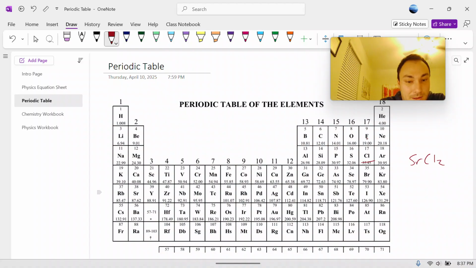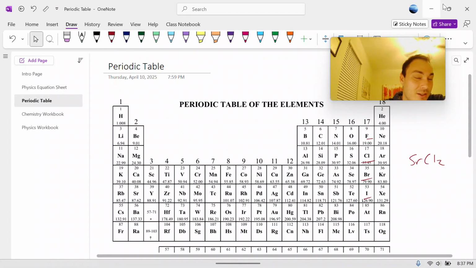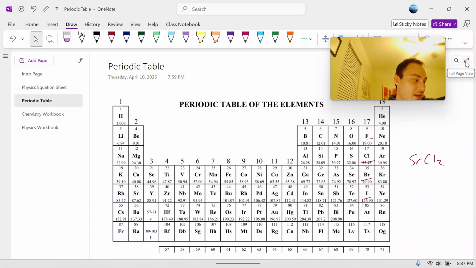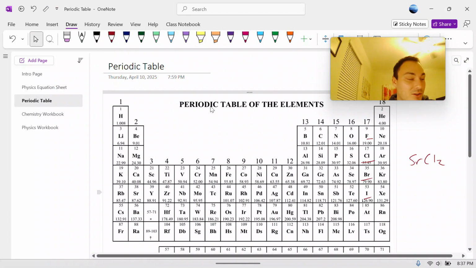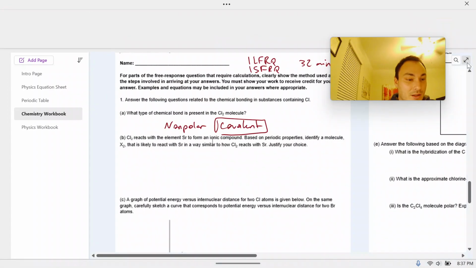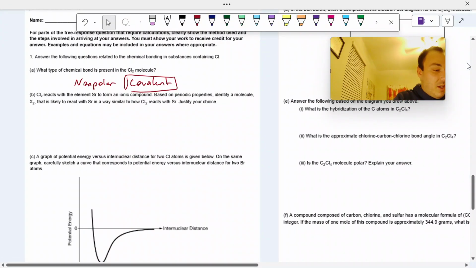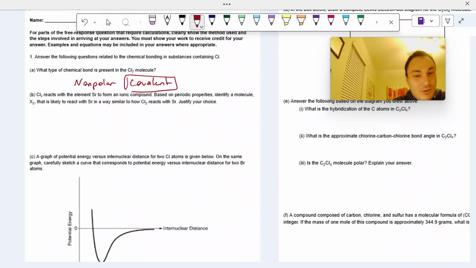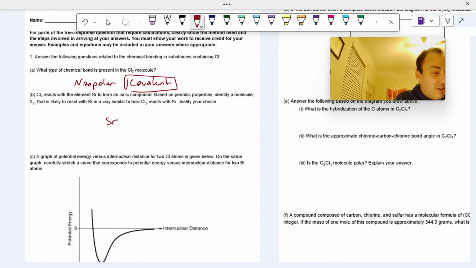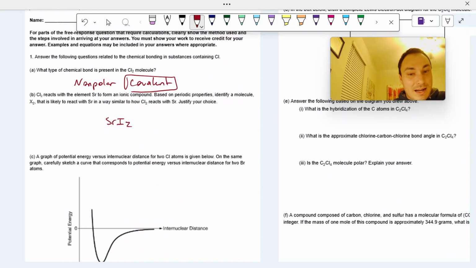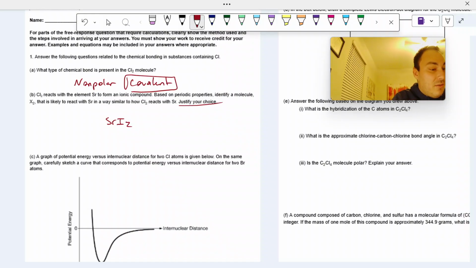How about F2 or Br2 or I2? Any halogen would work for this case. So we just got to pick one and then run with it and also give a justification. So I'm going to say, let's use iodine. Iodine never gets enough love. So SrI2 will react in the same way. We are asked to justify, so let's come up with a justification.